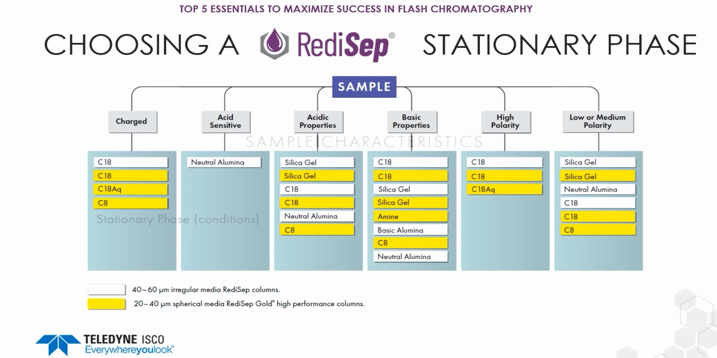One thing I will note about this flowchart is the yellow blocks are our ReadySep Gold high performance columns. So these stationary phases are going to be spherical in shape instead of irregular, and they're also going to be a smaller diameter, so you're able to fit more into one column. So that leads us into our next slide.